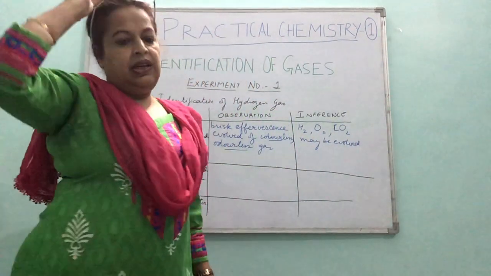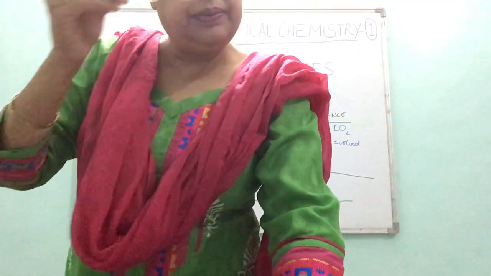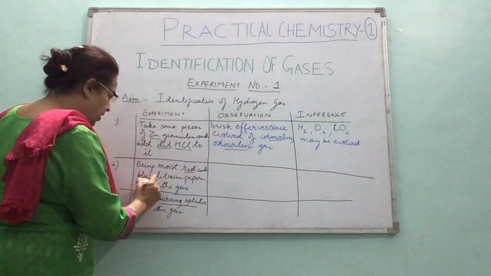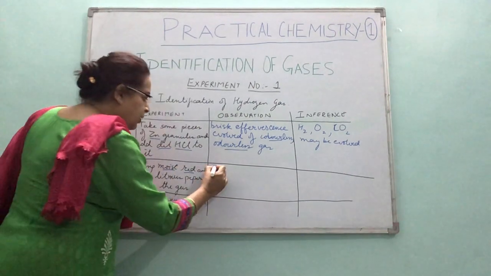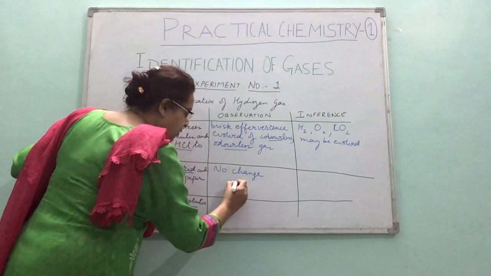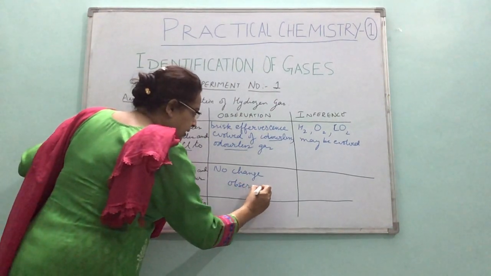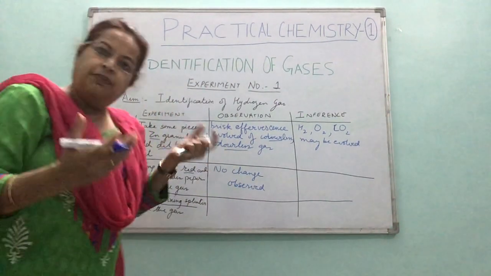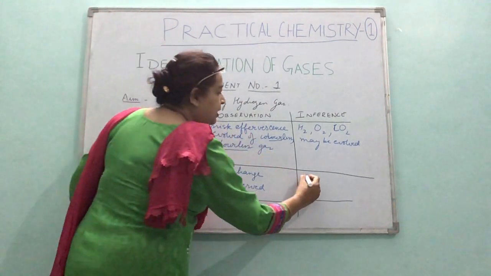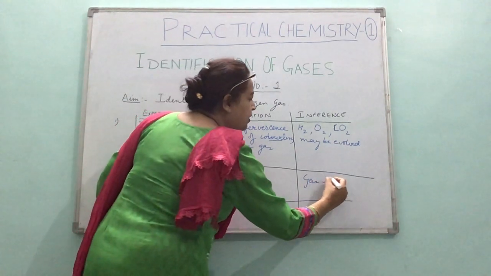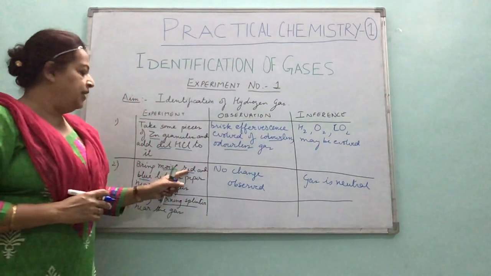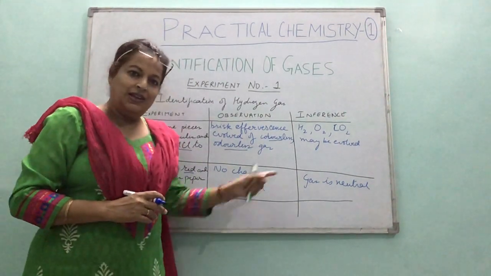Right? So a few gases may be evolved there. Then bring moist red and blue litmus paper near the gas. No change observed. That means the red did not change to blue and the blue did not change to red. What is my conclusion? What is the inference? The gas is neutral. Only a neutral gas does not change red litmus to blue or blue to red.